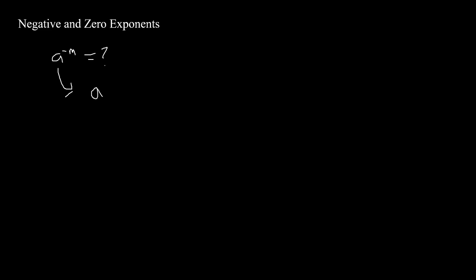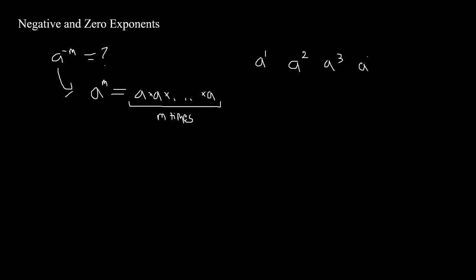So let's say we have a to some number m, right? By definition, this is going to be equal to a times dot dot dot times a, m times. A is going to multiply by itself m times. So let's consider the terms a to the first, a squared, a cubed, and a to the fourth. I'll write this in ascending order.